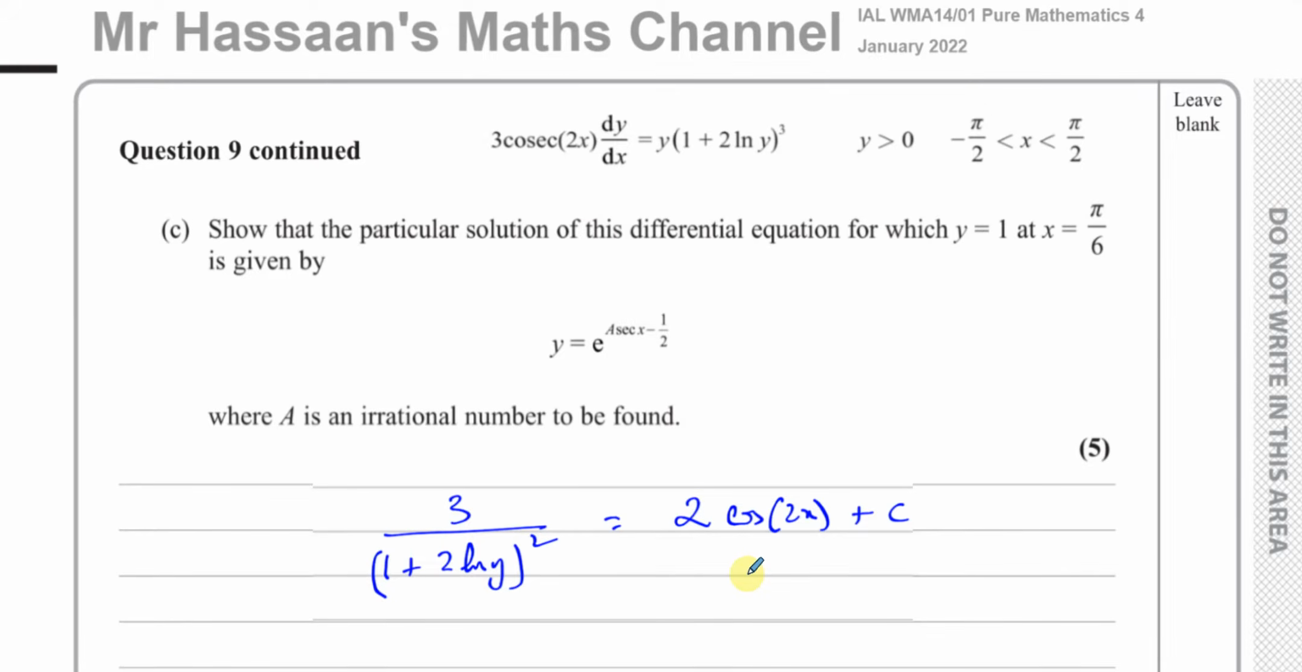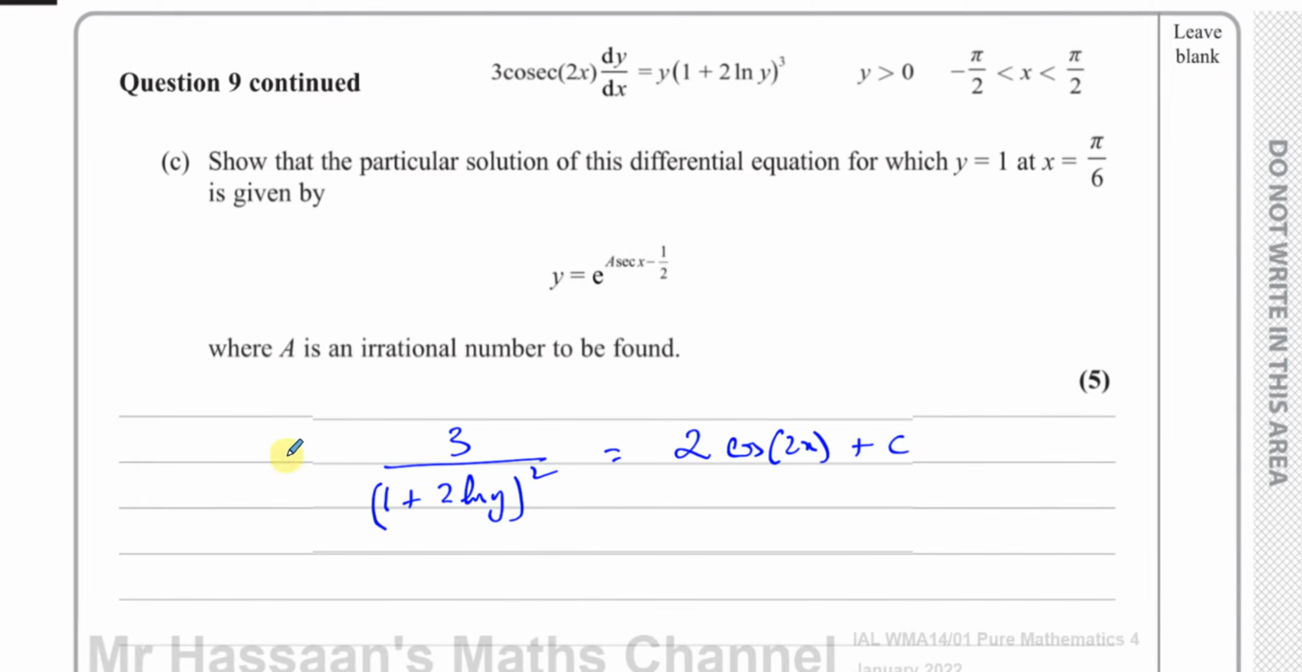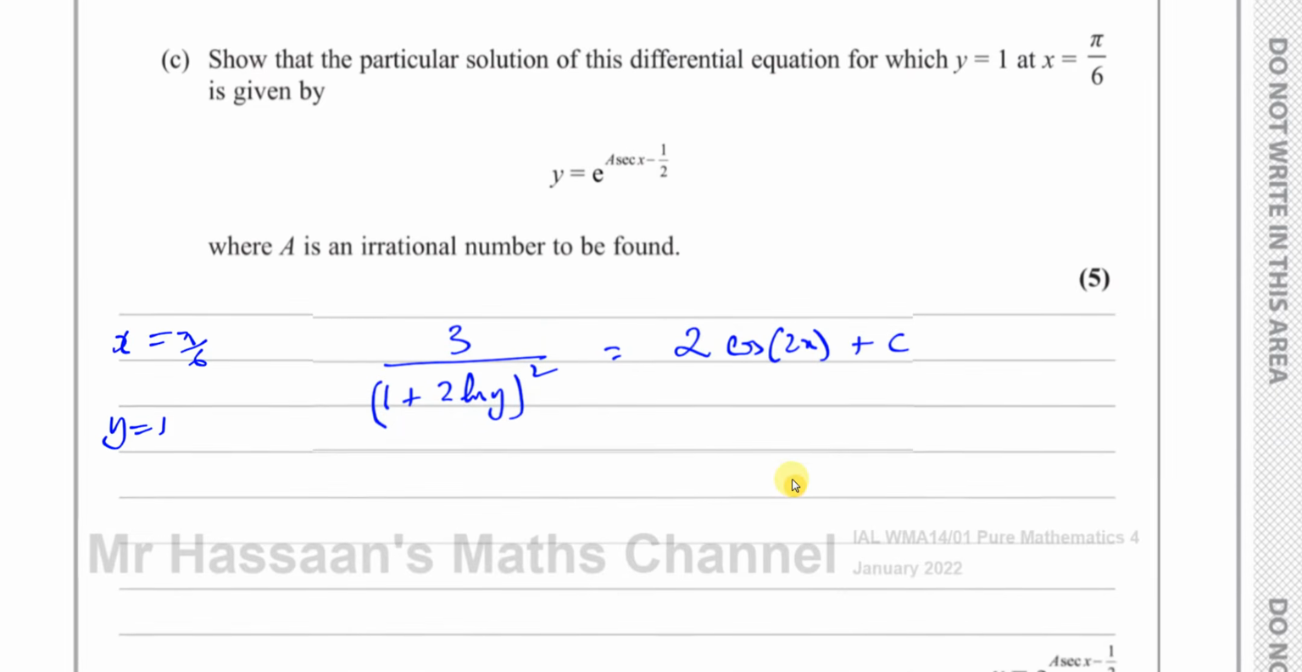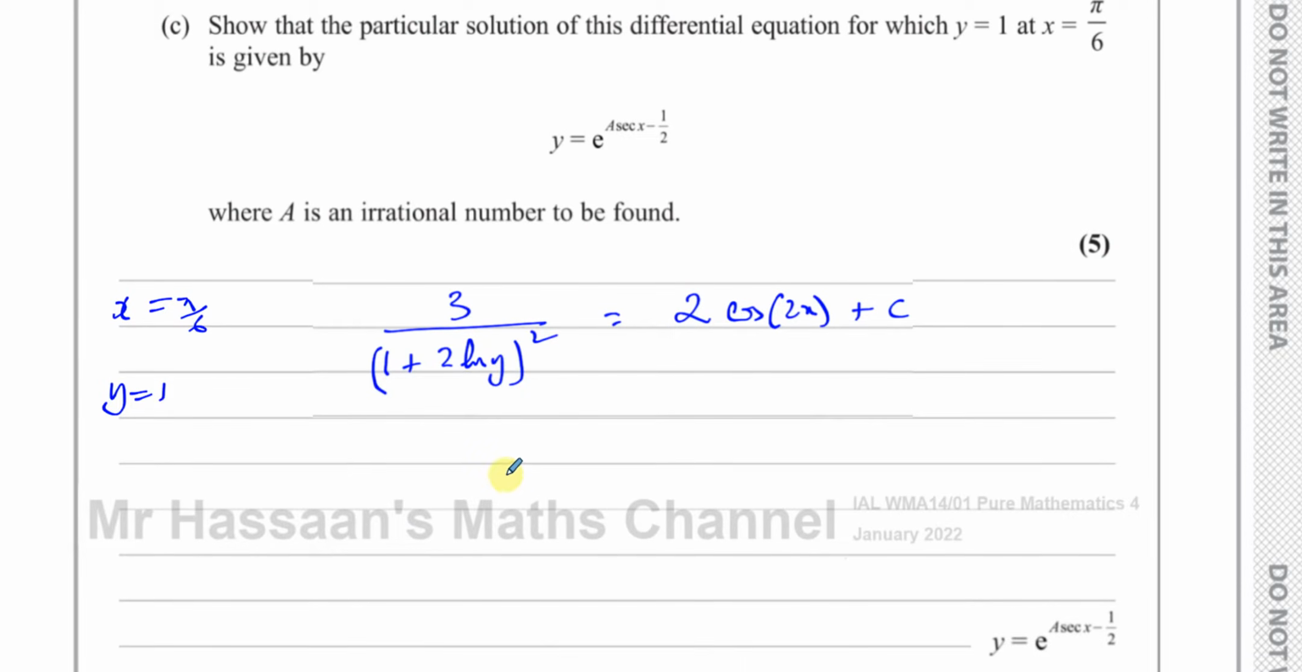Now they're asking us for the particular solution. To find the particular solution, sometimes I use limits from the original setup of the differential equation to find the value of c. But in this case, because we already have the general solution with the plus c part, it's easier to just take this and say, okay, when x equals pi over 6, we know y equals 1, so we can substitute these values in and find the unknown c for that particular point.